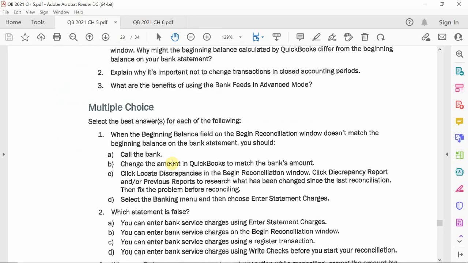multiple choice questions here. Select the best answers for each of the following. Number 1: when the beginning balance field on the begin reconciliation window does not match the beginning balance on your actual bank statement, what should you do?